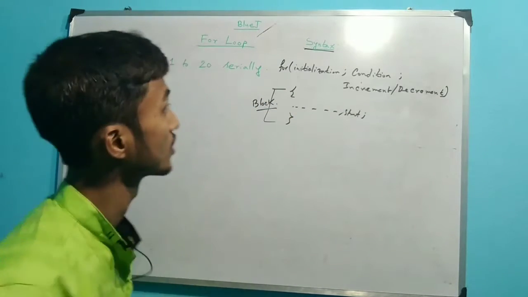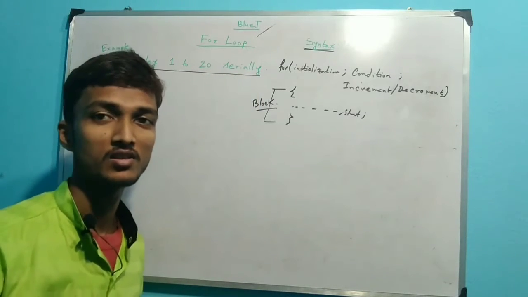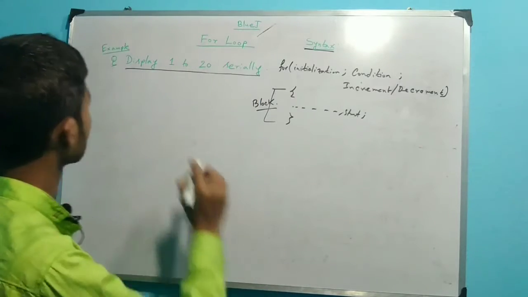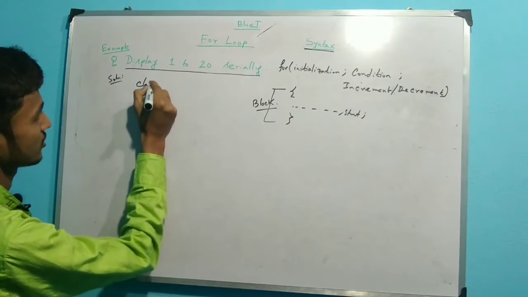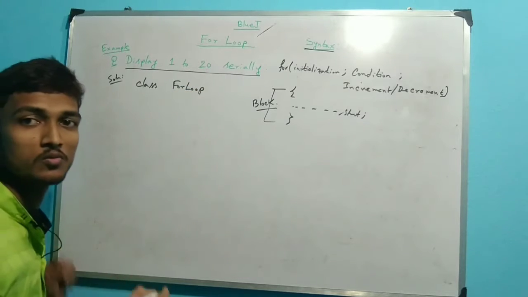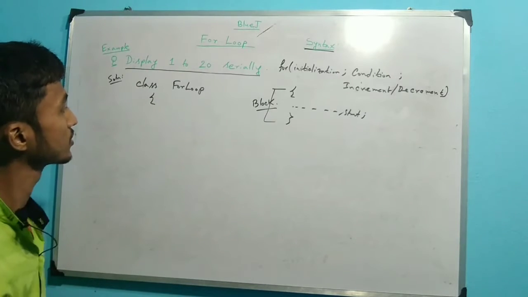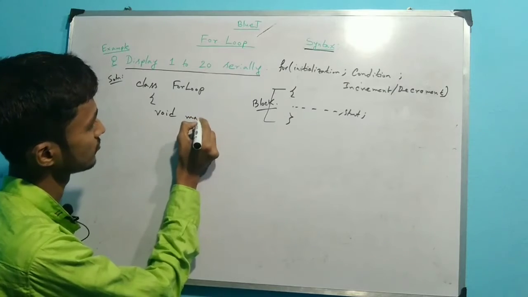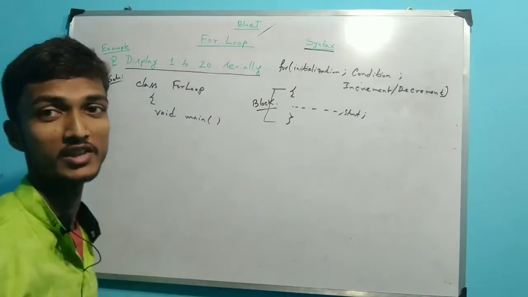For loop example: display 1 to 20 serially in BlueJ. So first, class declaration: class ForLoop. Next, public static void main. The program is to print 1 to 20.